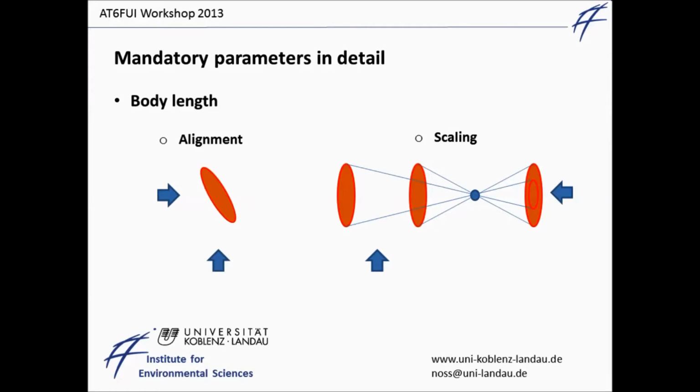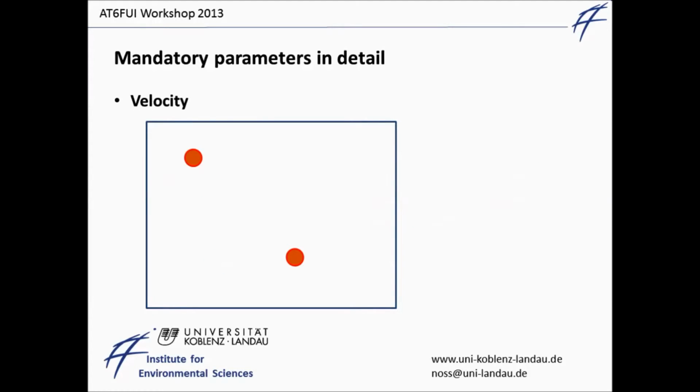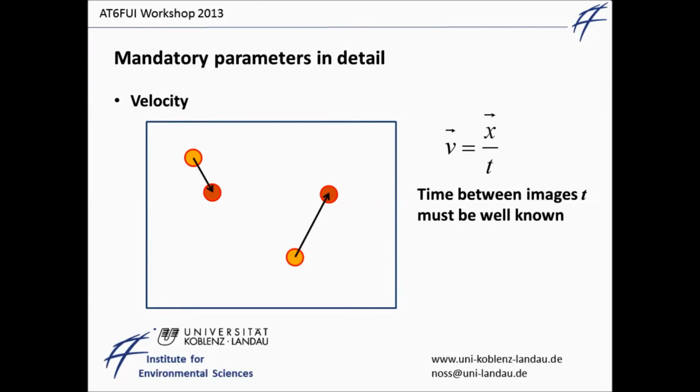Here again, 2 different perspectives are necessary to estimate the true size, unless one uses telecentric lenses. Hence, to estimate the body length, but also for the coordinates of the positions, one needs a 3-dimensional survey of the control volume. The last parameter, the swimming velocity, corresponds simply to the displacement of an individual covered in a unit of time. This time is usually given by the time between images.